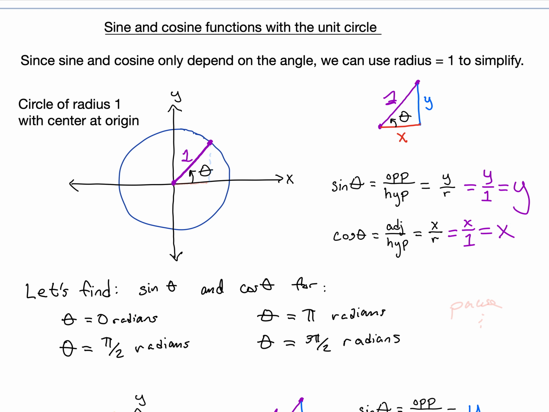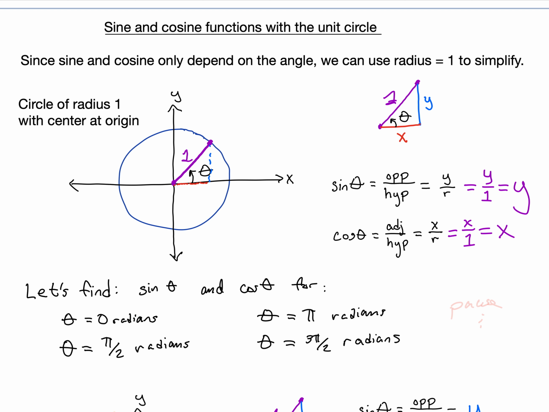So on the unit circle, the sine of theta is y, the y value when we drop down and make a triangle here. And the cosine of theta is simply x, the x value, the length of the base of that triangle, the side of the triangle that is adjacent to the angle theta. So let's use that knowledge to find sine of theta and cosine of theta for some specific values of theta.